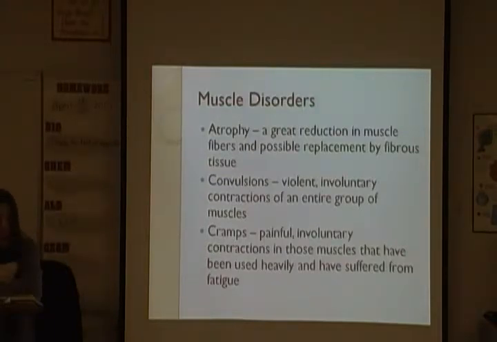All right, then the disorders we just wrote down, the muscle disorders: atrophy, convulsions, and cramps. Once again, it'll be mixed in with the other disorders. There'll be a matching section.